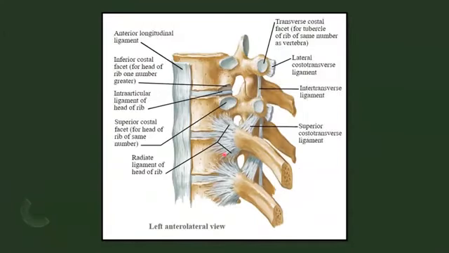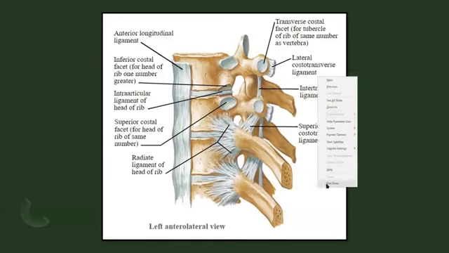So if we zoom in here, here is the radiate ligament of the head of the rib or the stellate ligament, and then they removed one of the articulations here so you could see that intra-articular ligament here. And of course this is out of Netter's.